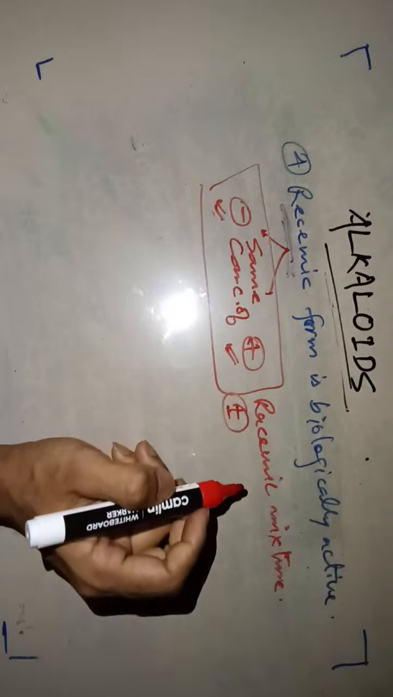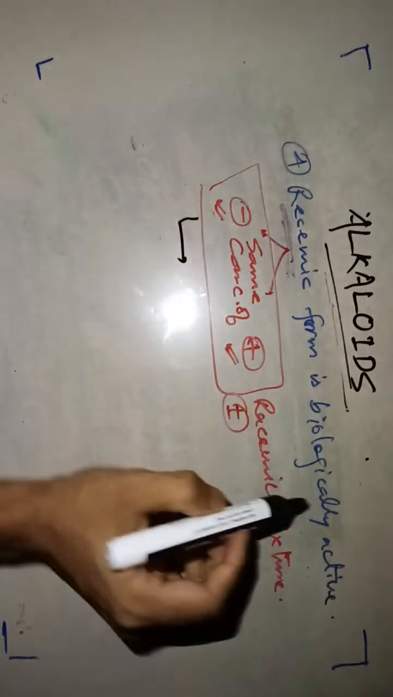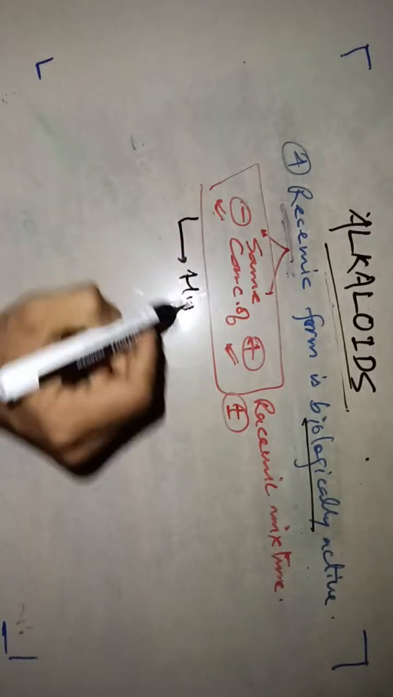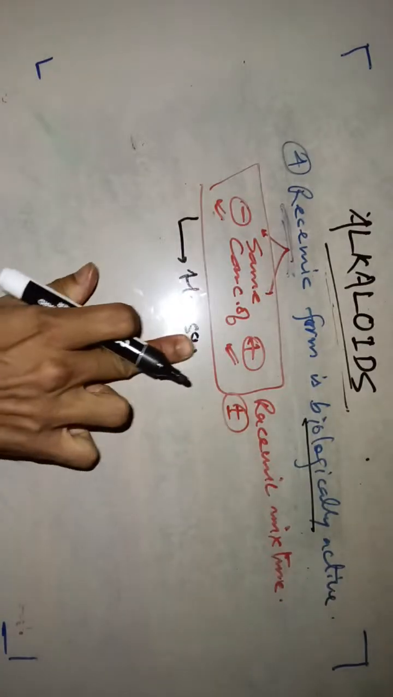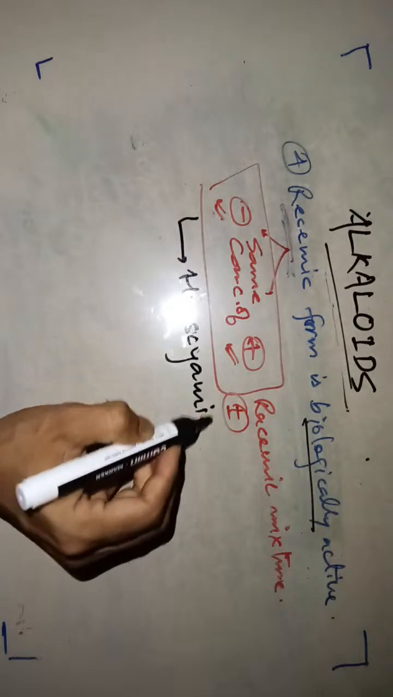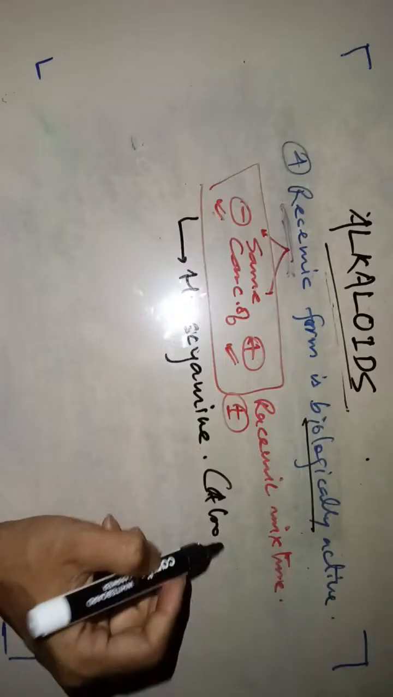Okay. Next example is hyoscyamine. Hyoscyamine is also called atropine, which is a racemic form. So an example of a racemic form that is biologically active is hyoscyamine. This hyoscyamine is also called atropine.